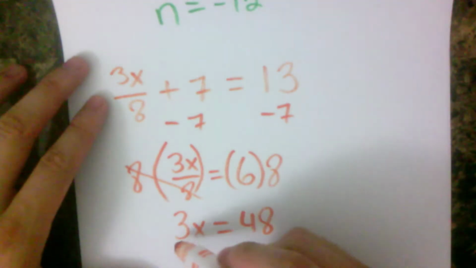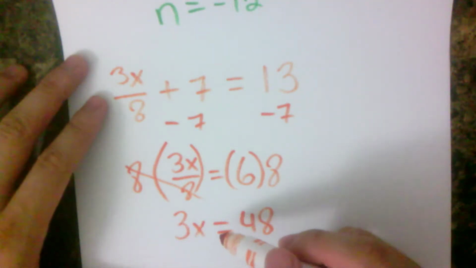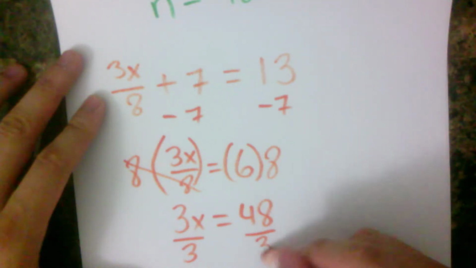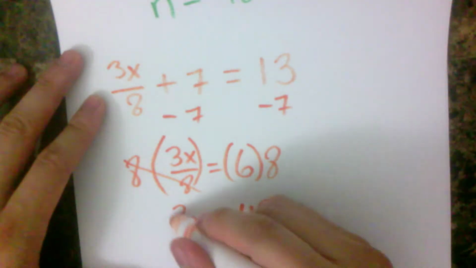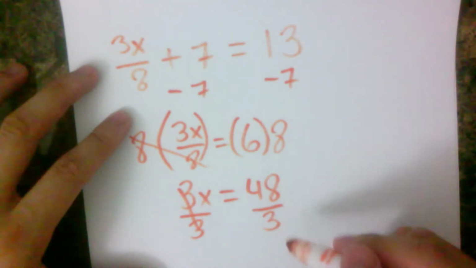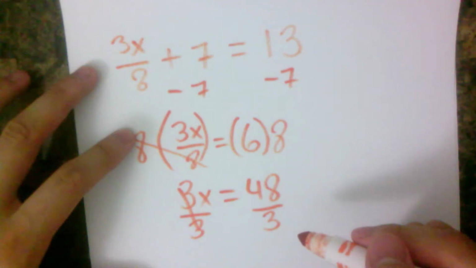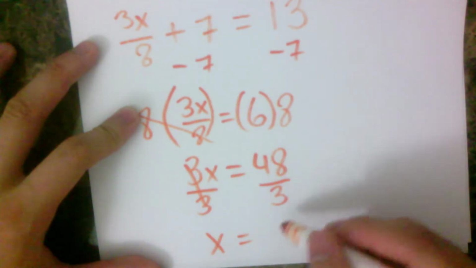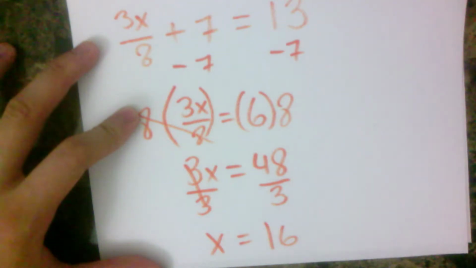Now our last step is multiplication. We have 3 times x, so the opposite of multiplication would be division. Divide both sides by 3. 3 divided by 3 is going to be 1, so you're just left with x on this left side, and 48 divided by 3 is 16. So you'll bring down your x, and you'll simplify over here. 48 divided by 3 is 16. And you would be done with your problem.